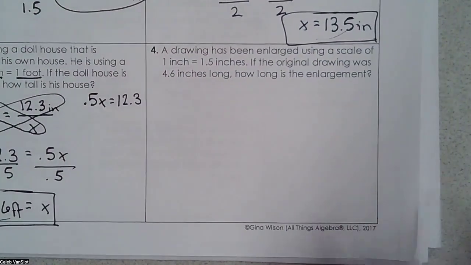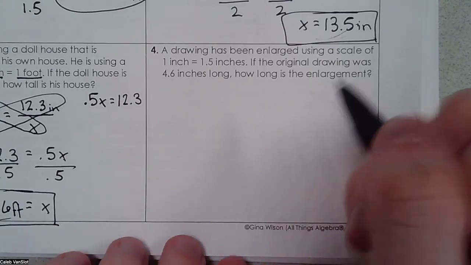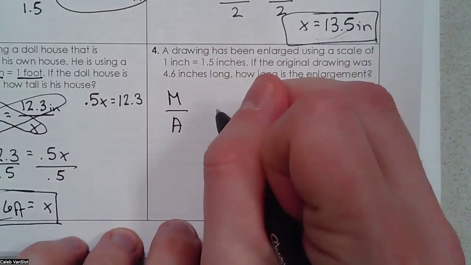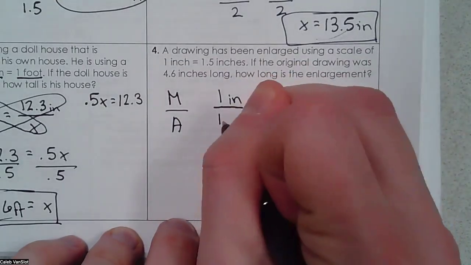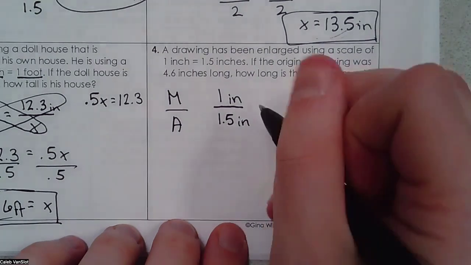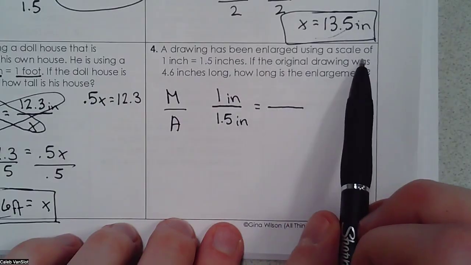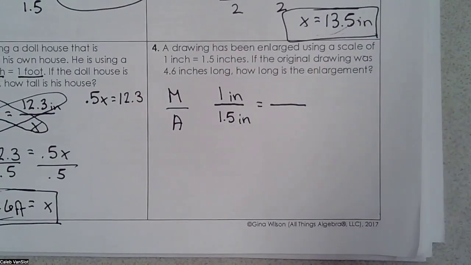Gotcha. Alrighty, number 4. We have a drawing that has been enlarged using a scale of 1 inch equals 1.5 inches. Okay, so the model is always going to be the smaller one. Do you guys see how that's kind of been the case? So 1 inch needs to be on top, 1.5 inches is on bottom. Again, the reason for that is because the model is always going to be smaller. Okay, if the original drawing was 4.6 inches, how long is the enlargement?